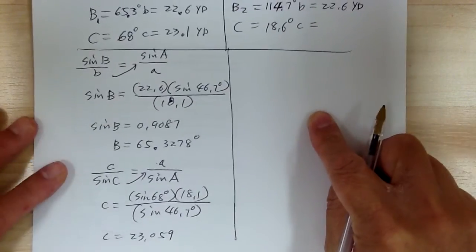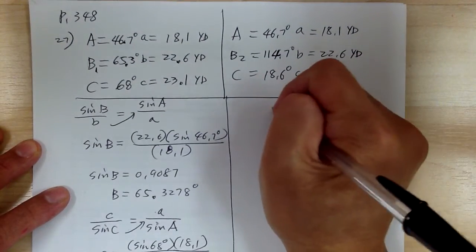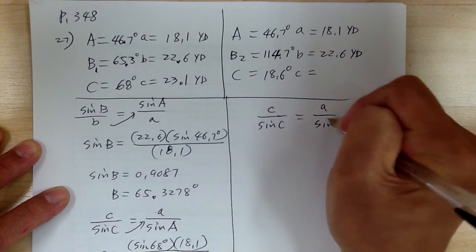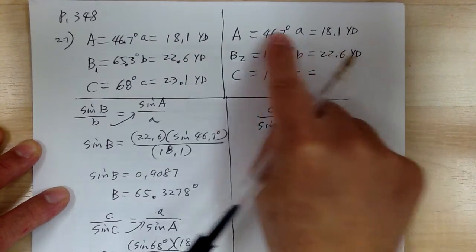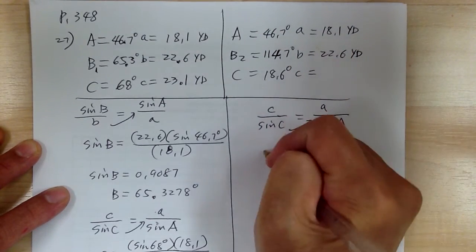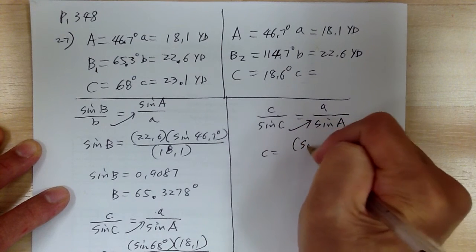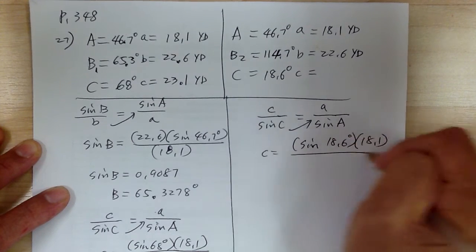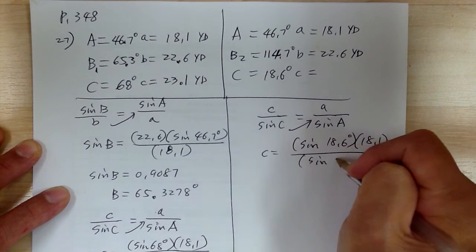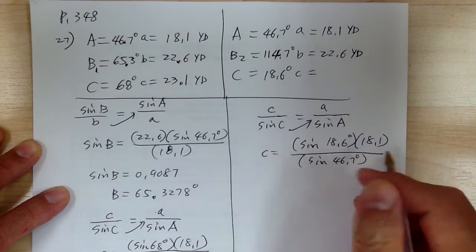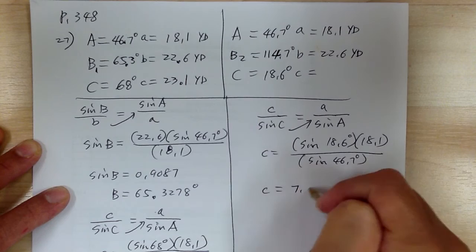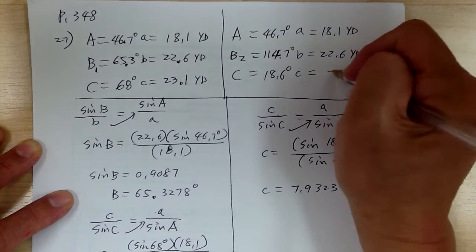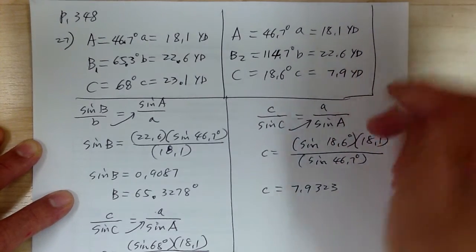Now let's go on this side, do the second possibility. Again, you do the same thing. Use C over sine C equal to A over sine A. And the reason I use A is because A is given, so it's more accurate. So move this over. You get C equal to sine of 18.6 degrees times 18.1 divided by sine of 46.7 degrees. Use a calculator, work it out. C equal to 7.9326. So come over here, I can round it off to one decimal place. You get 7.9 yards. And this would be your answer.